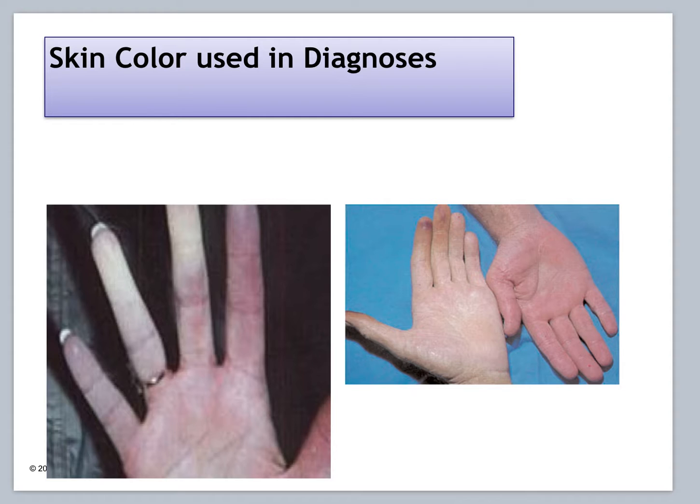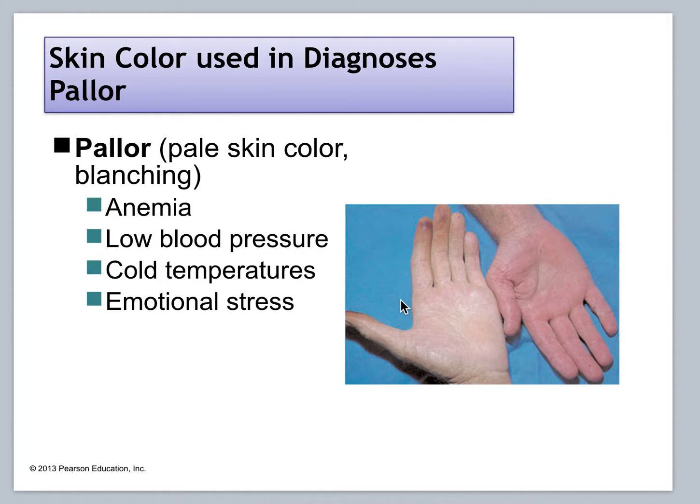This condition, notice that the skin, the hand, is lighter in appearance or white colored. This condition is called pallor. Basically, this is pale skin or blanching of the skin. You see this in the cases of anemia, low blood pressure, cold temperatures, and emotional stress.